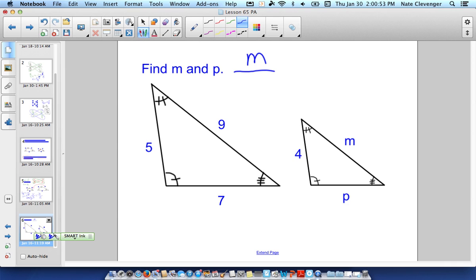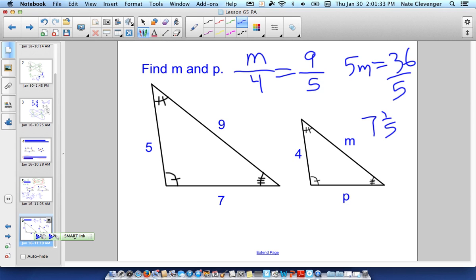Mitch, what's one of the lengths that's related to m? 4. Okay, so m to 4. Cameron, what length am I going to put across from m then? 9. 9, because that's the corresponding length. And then, Ethan, what number is going to go on the bottom underneath 9? 5. 5, because that corresponds with the 4. So we have 5m equals 36. Divide both sides by 5, you get 36 over 5, or 7 1/5 if you want to write it as a mixed number.